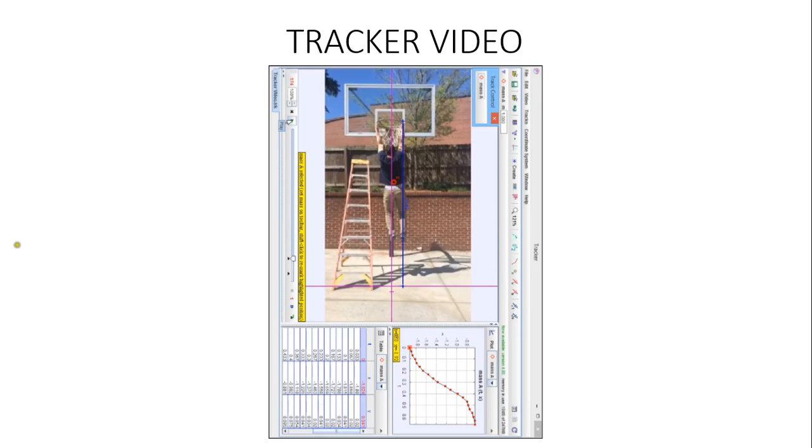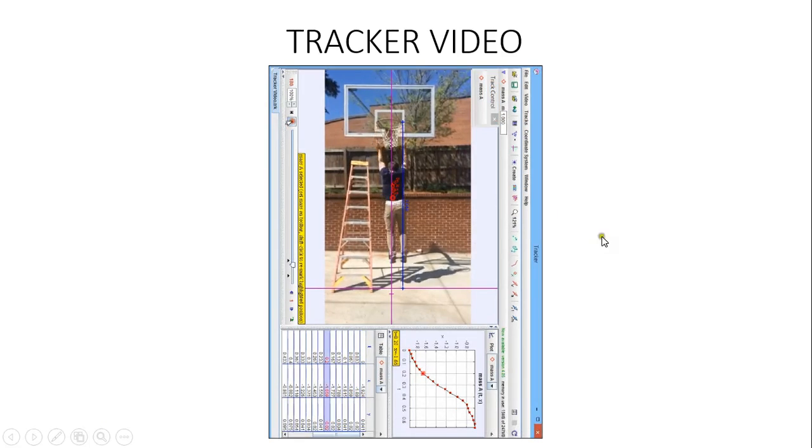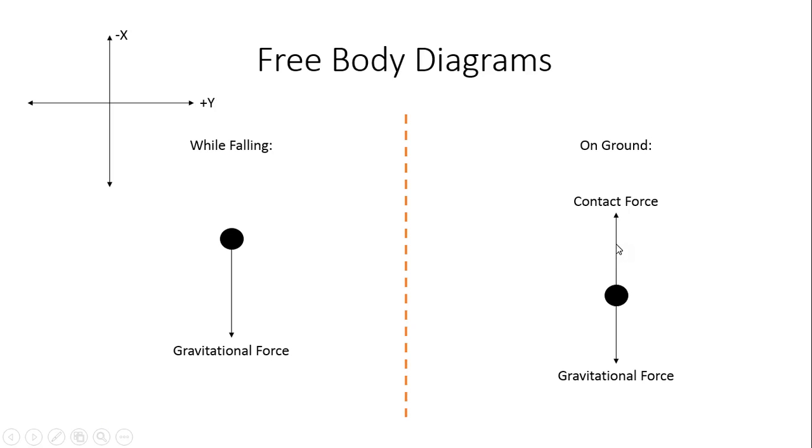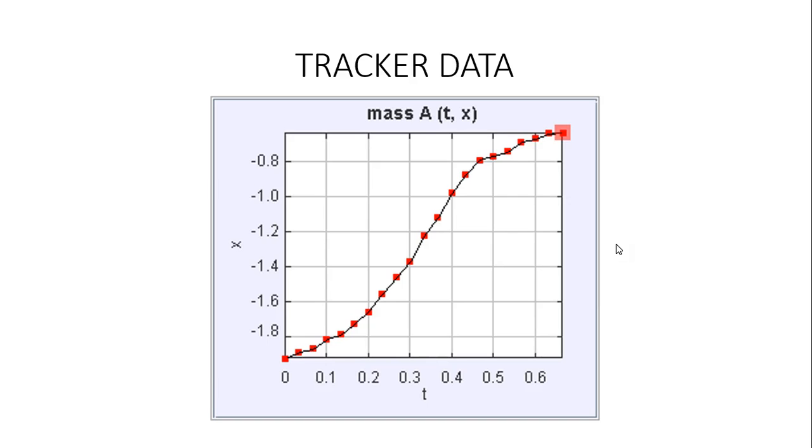So here in Tracker, we'll see the observed motion. On the left we have a free body diagram demonstrating the physics involved while he is falling. While falling, the only force at play here is the gravitational force, because his mass is large enough that we can neglect drag over this short distance. On the right we have an example where he's on the ground, showing that the gravitational force is still acting, but we do have an opposing contact force pointing upwards from the ground into the feet of the individual. So here we have Tracker data showing the position of the person falling across time.